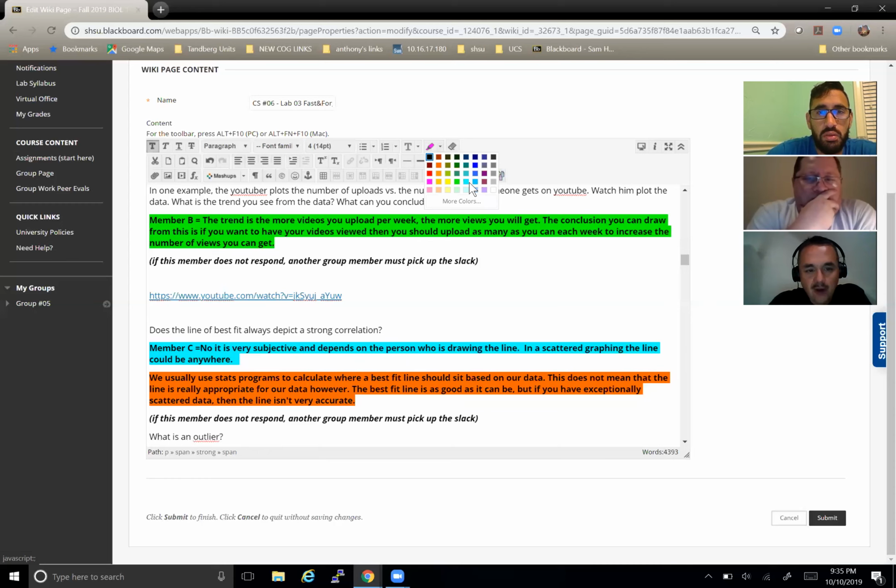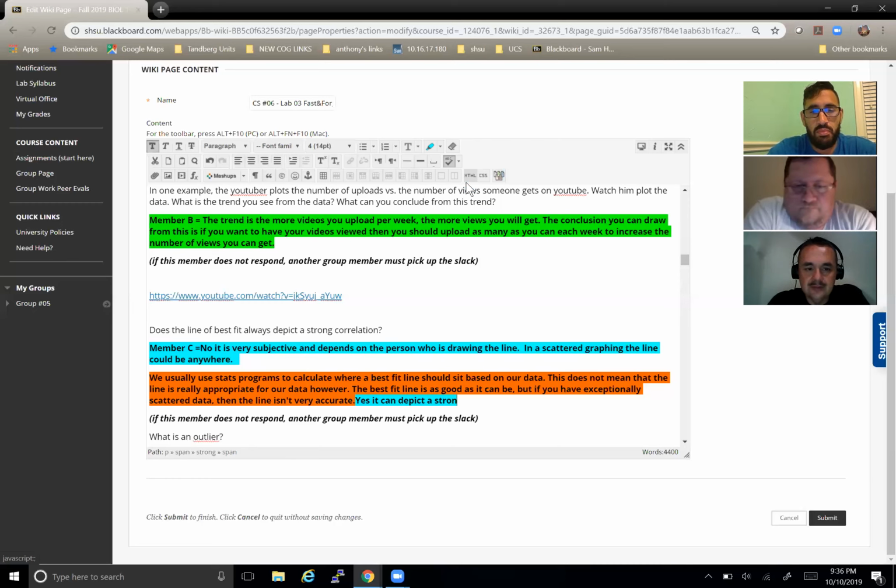But it says always depict a strong correlation, and it really can't always depict a strong correlation. And that's what I'm looking at, those words like always, never. Yeah, the definitive wording. So yeah, that's why I wrote what I wrote. Maybe I just overthought it. With the exception of the outliers. Yeah.